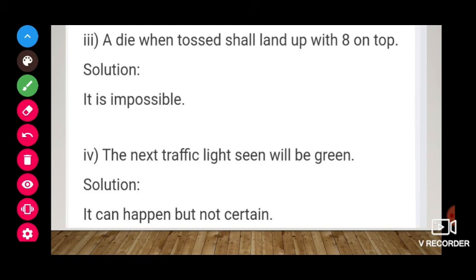Next, a die when tossed shall land up with 8 on the top. Is it possible? A die has only 1 to 6. Is it possible to get 8? So it is impossible. The next one: the traffic light seen will be green. Yes, children, it can happen, but we cannot say it in a certain way, because it may be orange or red, anything, even green also. So it can happen, but not certain.